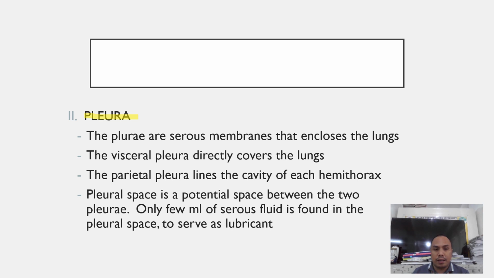So palagi natin tatandaan that the pleura is a serous membrane that encloses our lungs. The visceral pleura is that which directly covers our lung. The parietal pleura lines the cavity of each hemithorax. And then the pleural space is the potential space between the two pleurae. Only a few ml of serous fluid is found in the pleural space to serve as a lubricant.